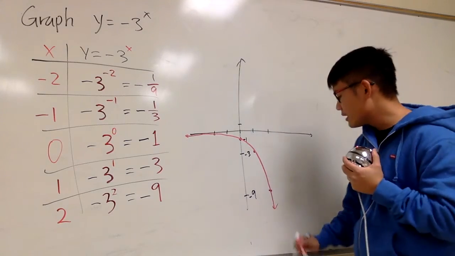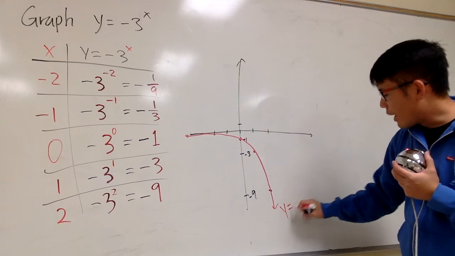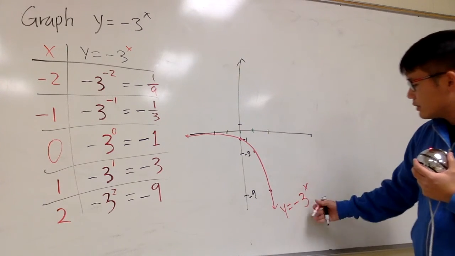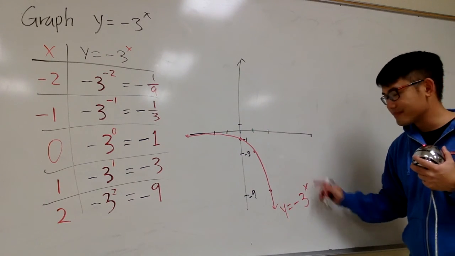And this right here is it. This is the graph where y is equal to negative 3, and then here you have the x power right here. That's it.